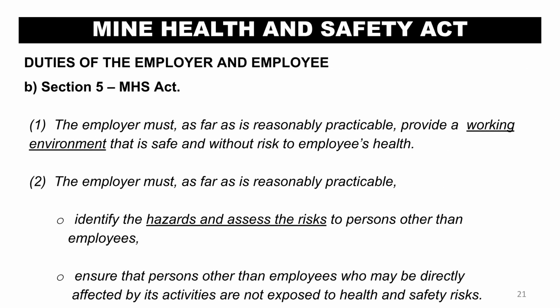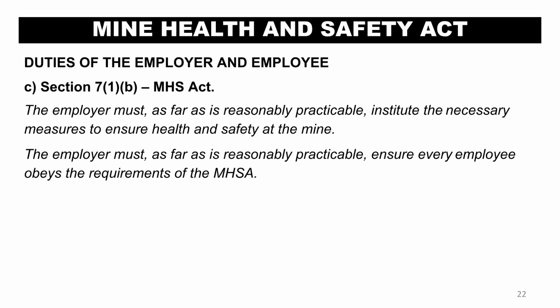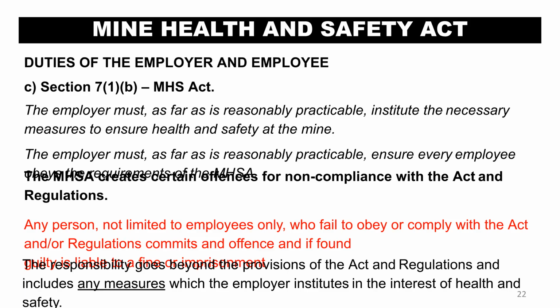Section 5 of the MHSA requires the employer to provide a working environment that is safe and without risk to employee health as far as reasonably practicable. They must also identify hazards and assess risks for non-employees and ensure their safety. Section 7(1)(b) states that the employer must institute necessary measures for health and safety and ensure every employee obeys the MHSA requirements as far as reasonably practicable. Non-compliance by any person can lead to fines or imprisonment.